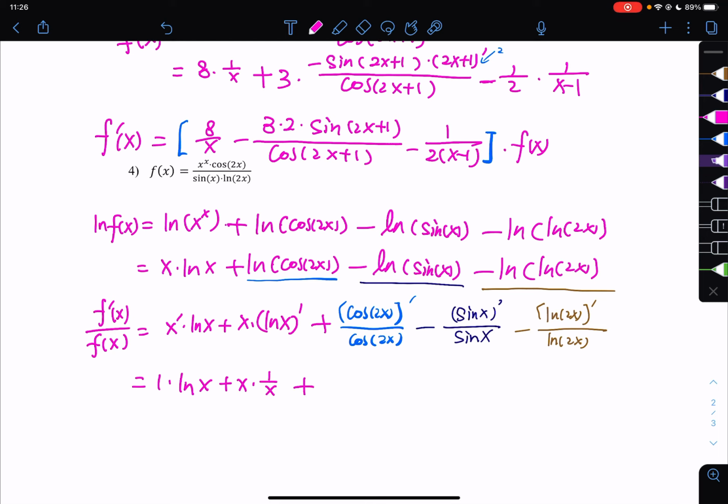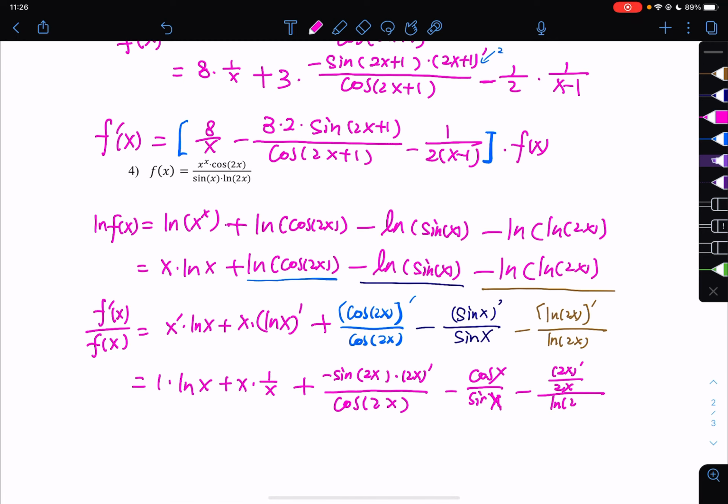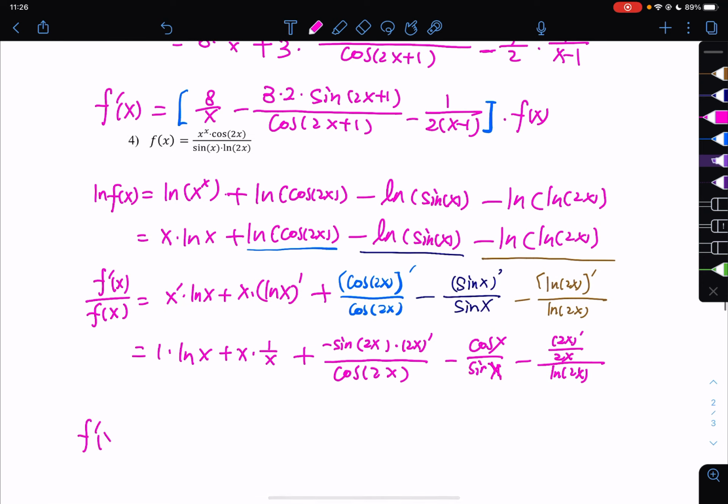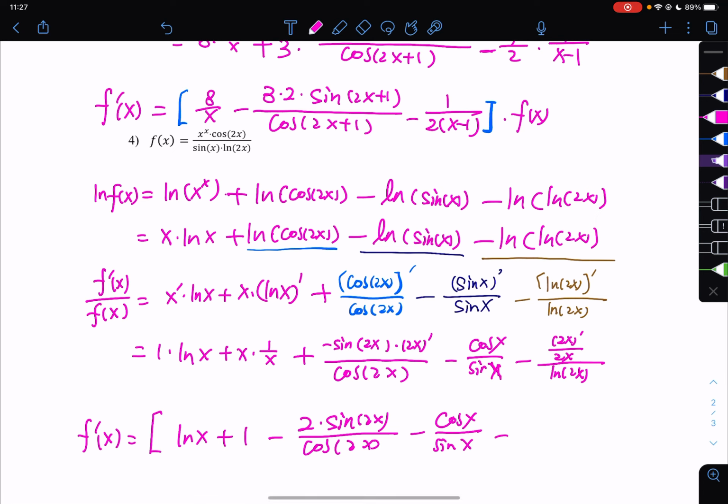Cosine 2x, it's a composite function. Cosine generates a negative sign, and then you substitute the inside layer of it, and then you multiply by the derivative of the inside layer, which by the way would be 2 later, right? And then minus cosine x over sine x, and then minus ln of something, the derivative is whatever comes behind the ln over itself, ln of 2x. So I can easily identify my final answer, which is ln x plus 1, and then minus twice of sine of 2x over cosine of 2x, minus cosine x over sine x, and then minus 2 over 2x.